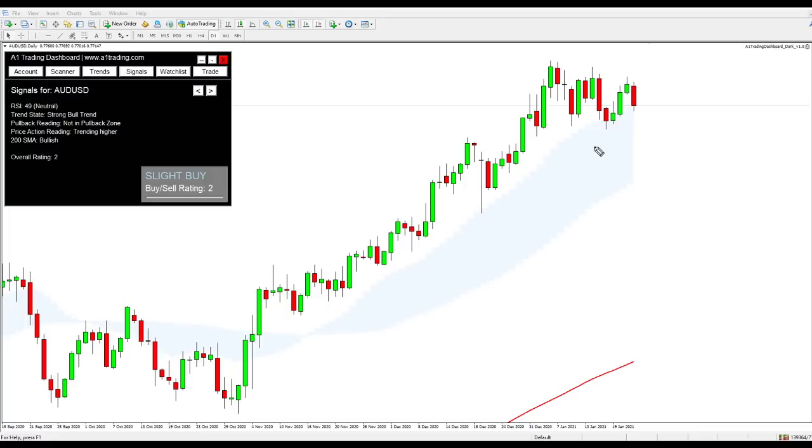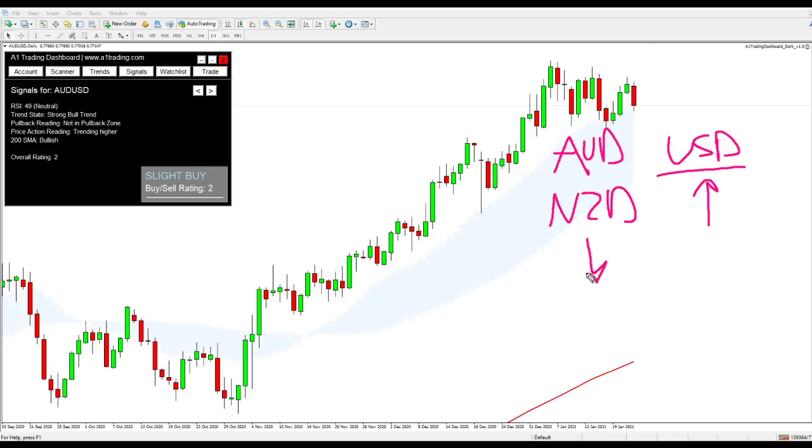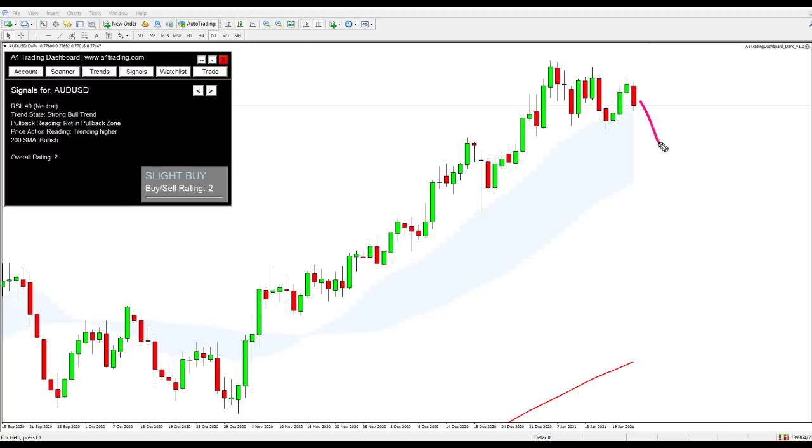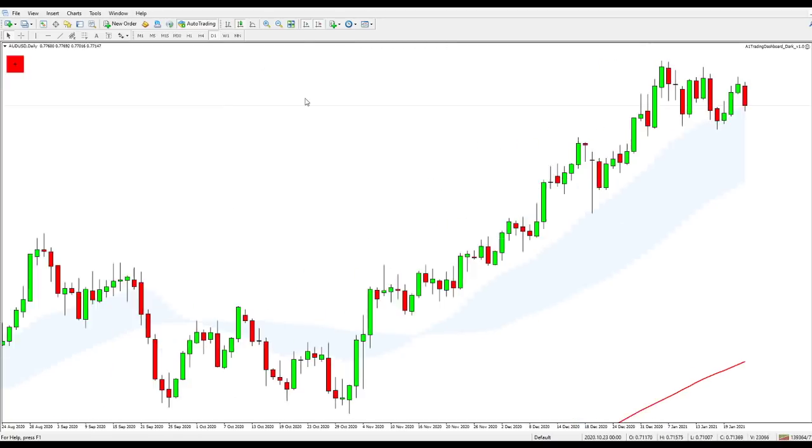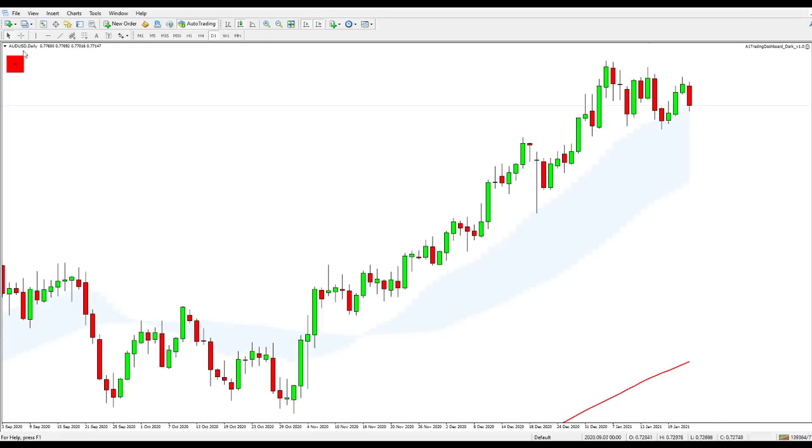AUDUSD, pullback opportunities looking long. If we have a USD bullish week, then that could cause AUD and NZD to come down, which could cause some pullback here. Pullbacks to look out for.